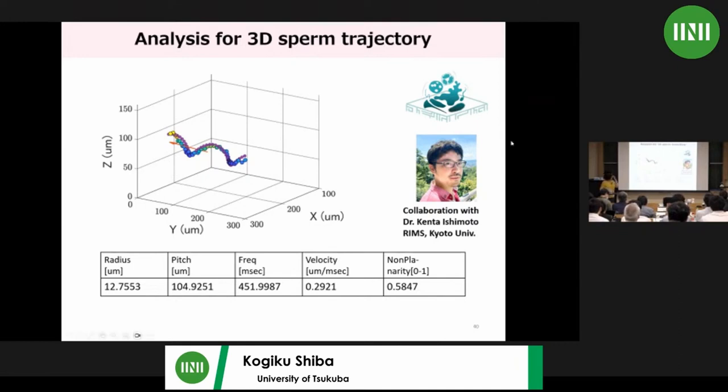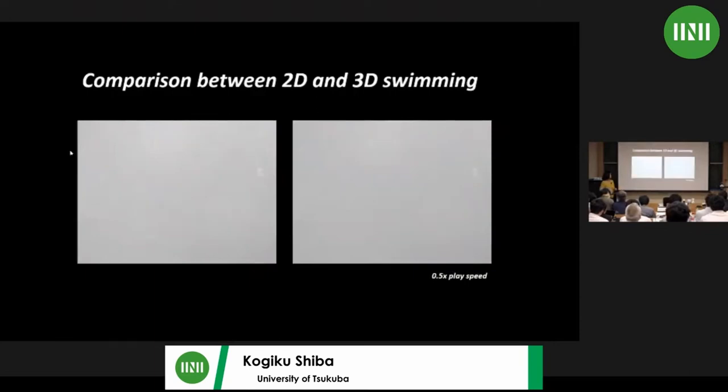So Dr. Ishimoto supported me with some analytic tools and a fitting model. And then I got some parameters, such as the radius of the helical movement, pitch, frequency, velocity, and so on. And we compare the swimming between 2D and 3D.